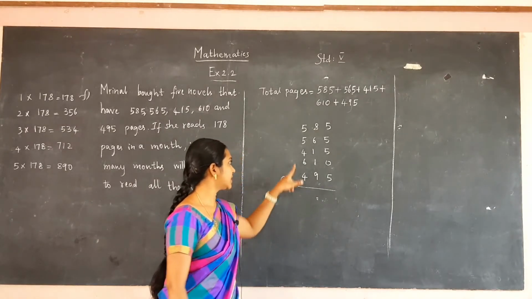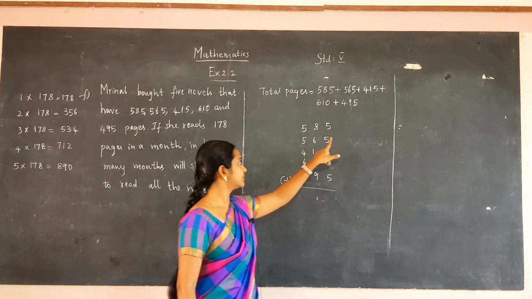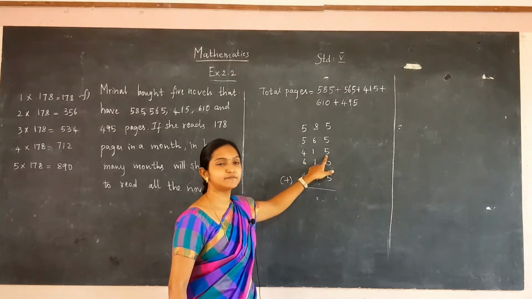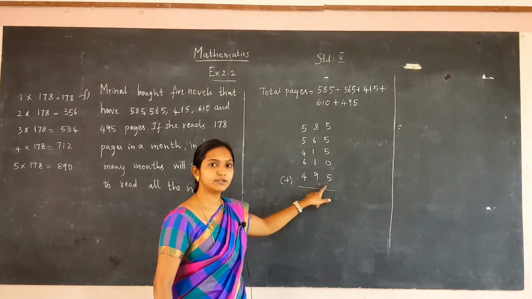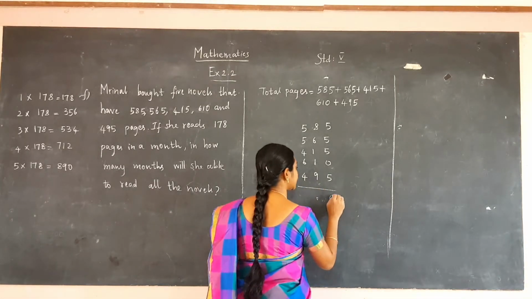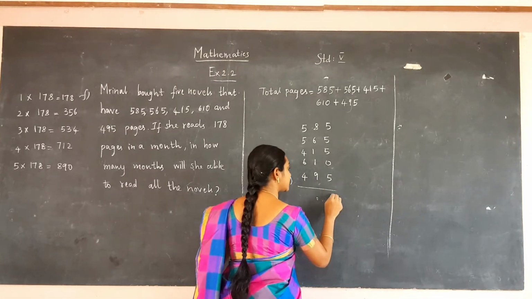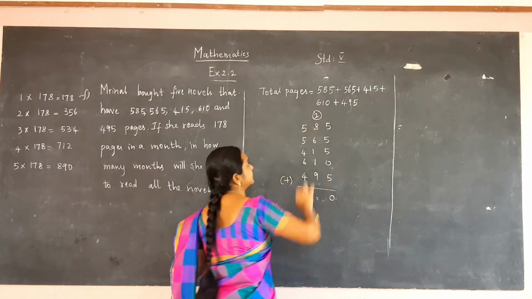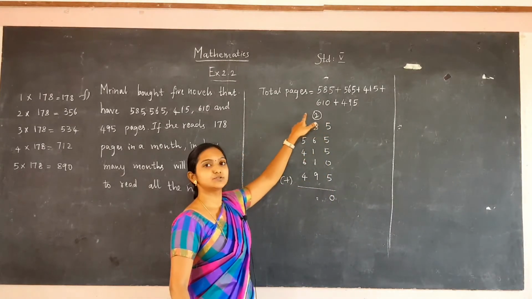Now we are going to add all the numbers. 5 plus 5 will be 10, 10 plus 5 will be 15, 15 plus 5 will be 20. So put 0 here and 2 in the next place. 8 plus 2 will be 10.